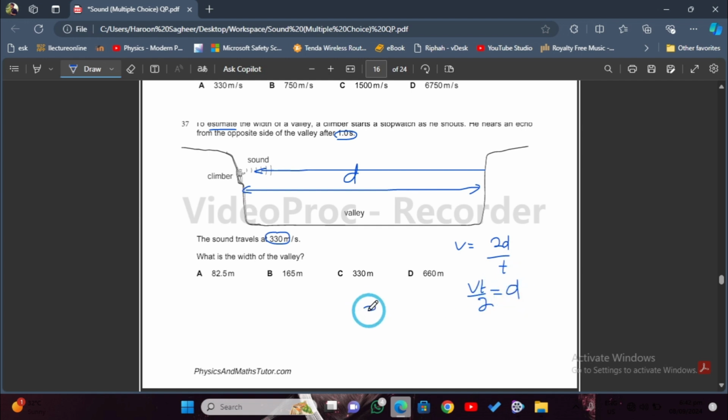Just plug in the values, which is 330 into 1 divided by 2. So that would give us 165. So 165 meters is basically the distance from this point x to this point y. 165 meters.